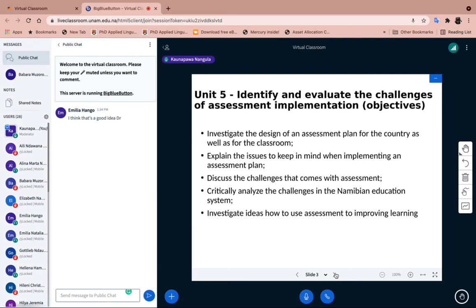Explain the issues to keep in mind when implementing assessment. Discuss the challenges that come with assessment. Critically analyze the challenges in the Namibian education system. And the last objective is for you to be able to investigate ideas on how to use assessment to improve learning.